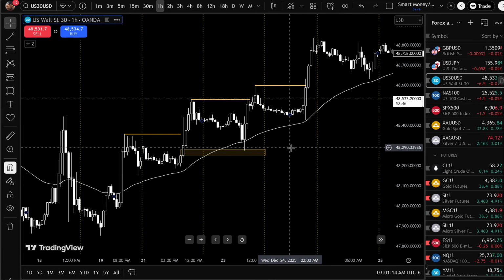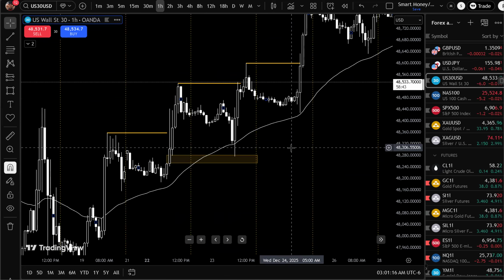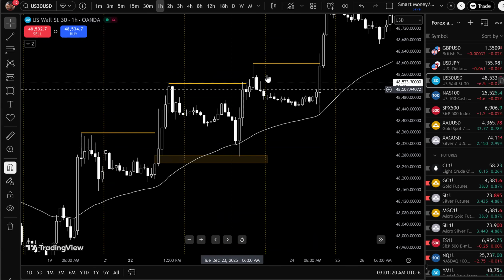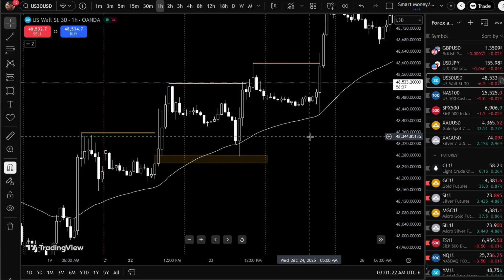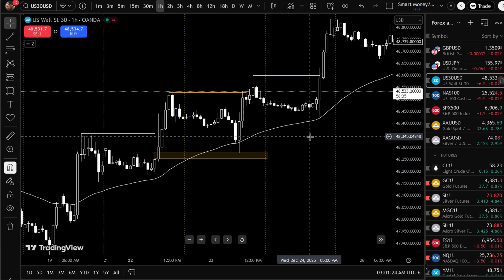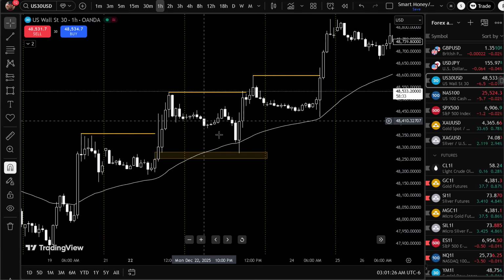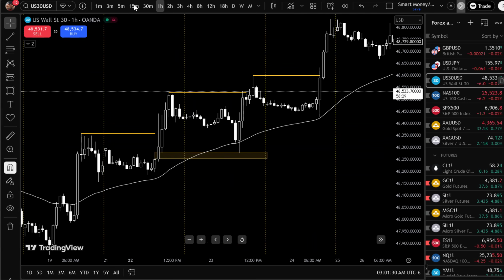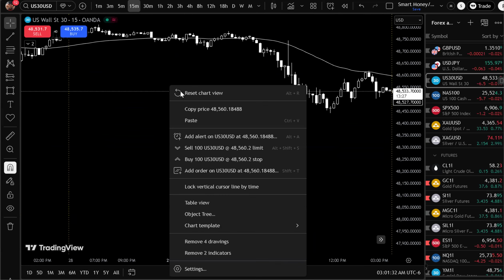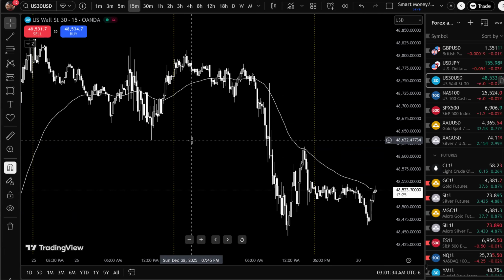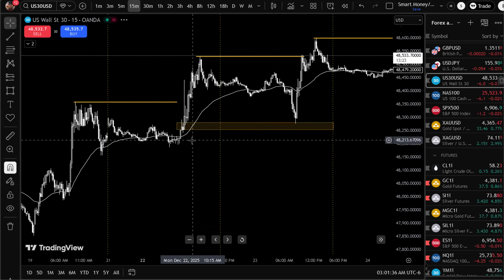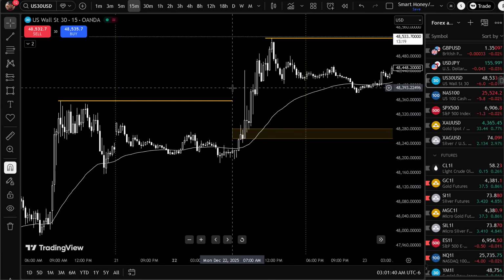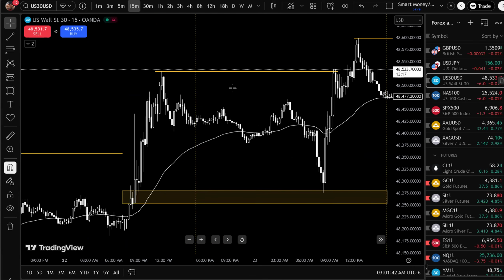A 1 hour fair value gap is way stronger than anything on the lower time frames. That's why we look for our setups on the higher time frames. Now we got our correction into liquidity. We saw our internal structure. We got a few highs and lows in there, even coming back down.